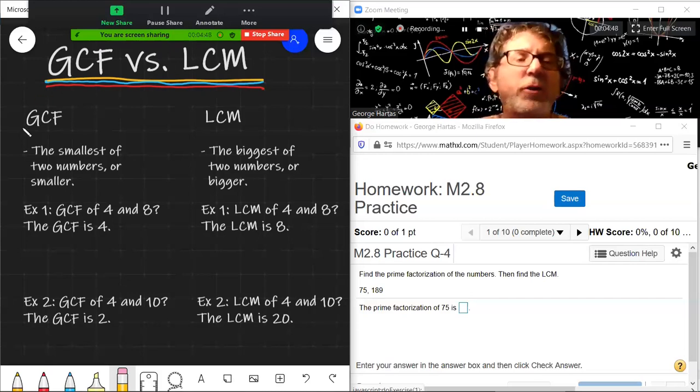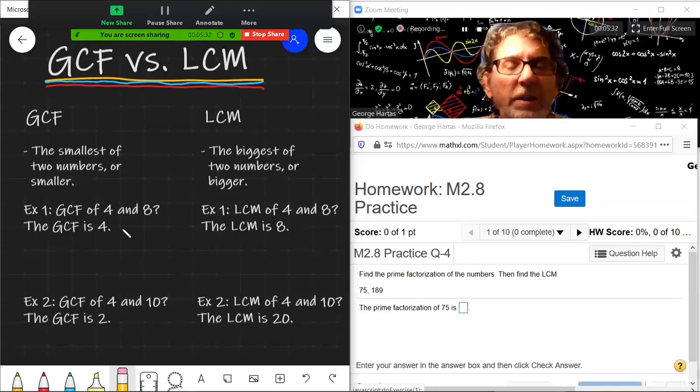All right, now I covered the greatest common factor in a previous video, so I'm not going to get too much into it, but I do want to show you the difference between the two. For the greatest common factor, what we're looking for is the smallest of two numbers or smaller. So small is the key word here. So example number one, the question is, what is the GCF of 4 and 8? Now the key word is small, right? And the answer is the GCF, the greatest common factor, is 4.